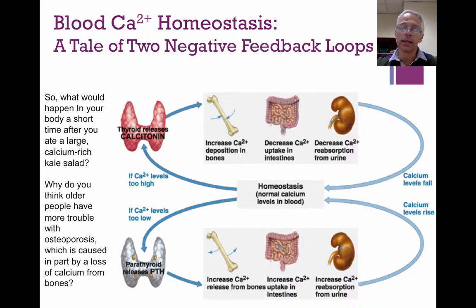for maintaining blood calcium homeostasis. The concentration of calcium ions in our blood is really important because muscle cells and nerve cells depend on calcium ions for their functioning. So if we don't have enough calcium in our blood, we get messed up pretty quick.